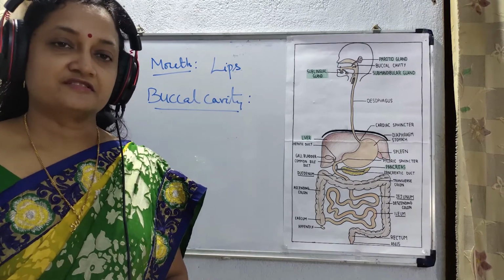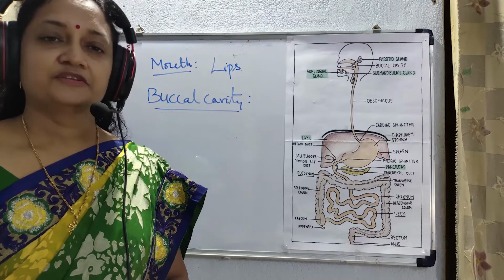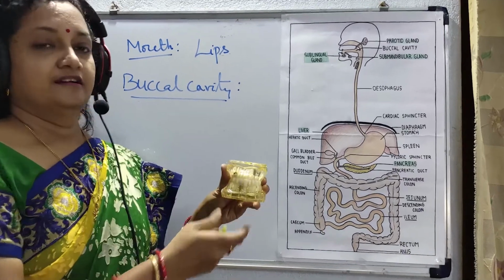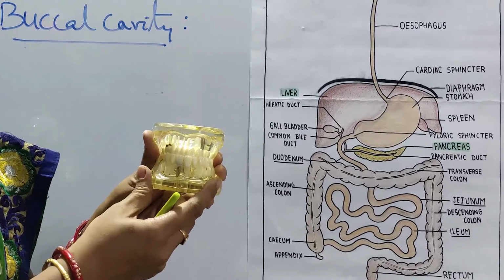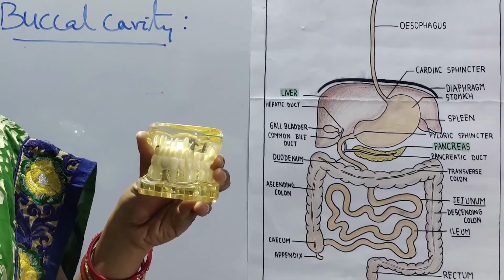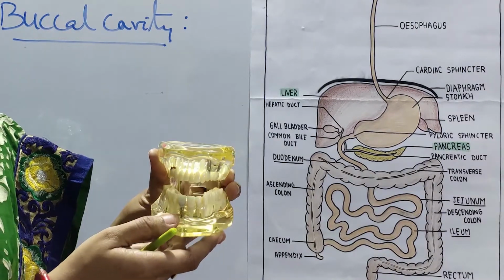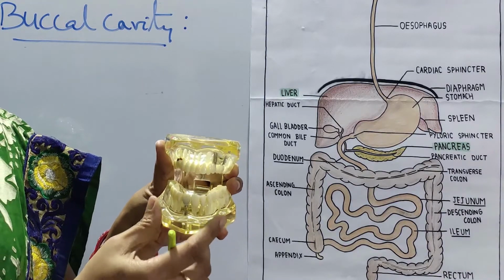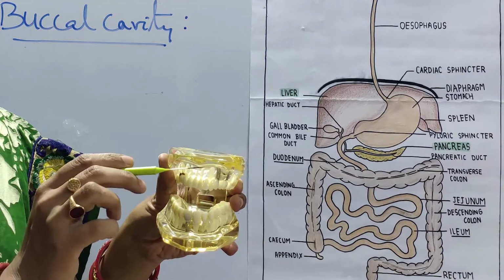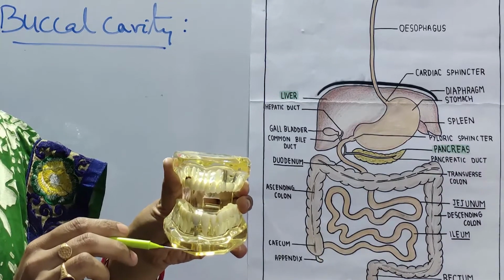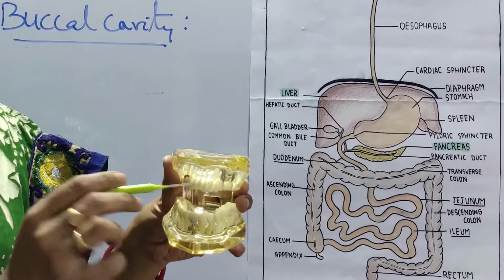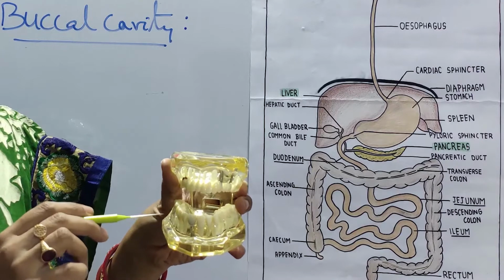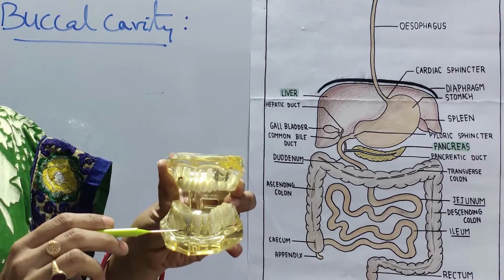Let us discuss the structure of the buccal cavity through a model. This is the model of the mouth cavity. You can see here, I have opened the lower jaw. We have considered this is the upper jaw and this is the lower jaw. And both the jaws are supported by the teeth.